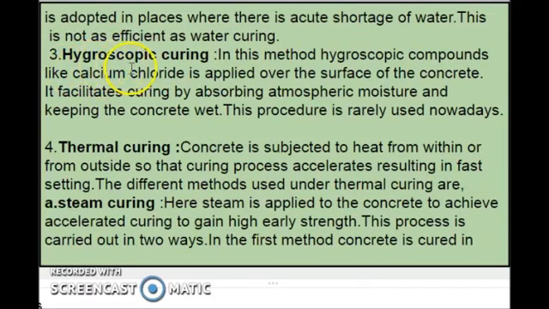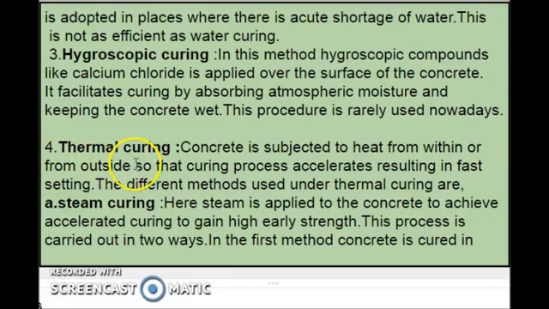Third one is hygroscopic curing. In this method, hygroscopic compounds like calcium chloride are applied over the surface of the concrete. Hygroscopic means the compounds which have the ability to absorb water from the atmosphere. Calcium chloride has that quality. So when it is applied over the concrete surface, it absorbs atmospheric moisture and concrete will be kept wet. This procedure is rarely used nowadays.